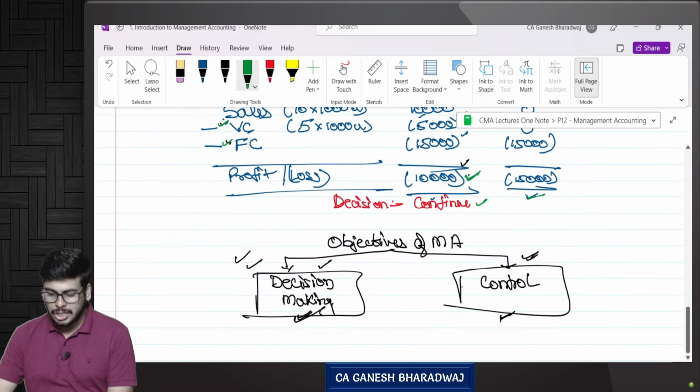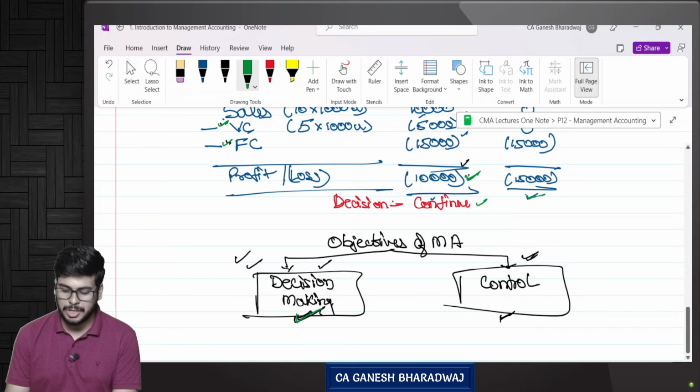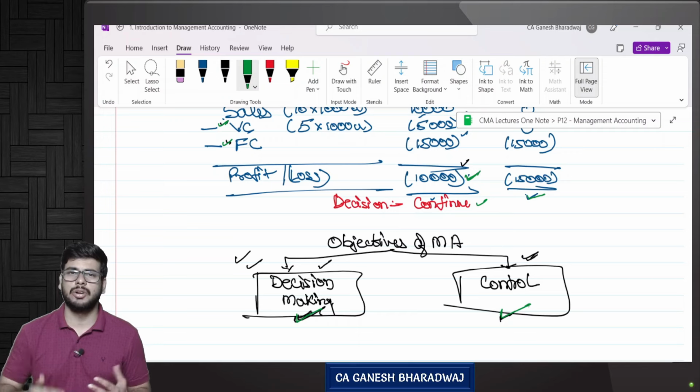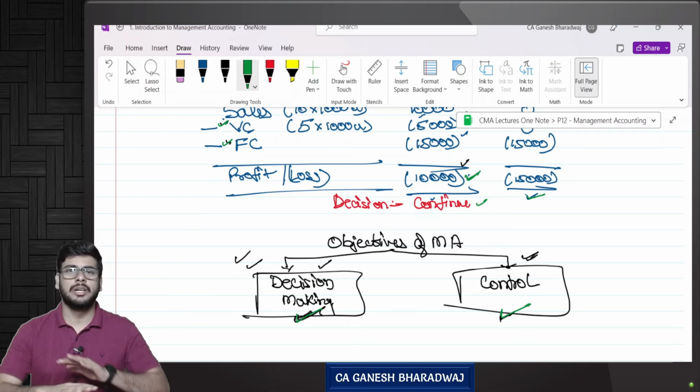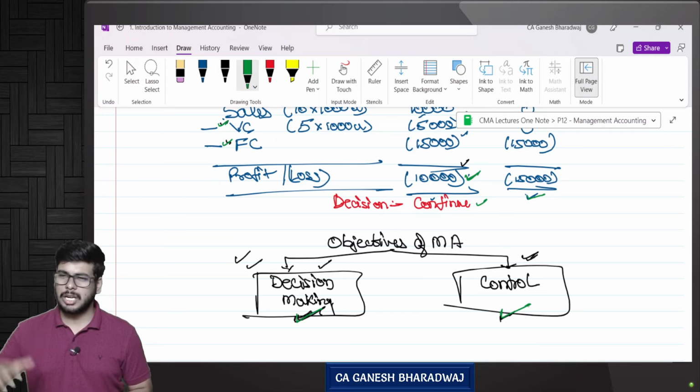That's why I said the overall objectives of management accounting are twin in nature. What are the two objectives? Decision making and control. On this note, I'm concluding this first chapter. A lot of theoretical aspects were involved in this chapter.